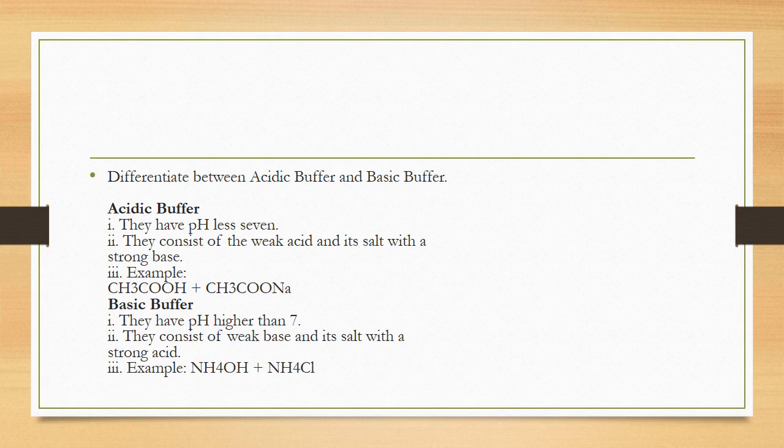And buffer solutions. A buffer solution is one which keeps its pH constant on the little addition of an acid or a base. How is a buffer formed? An acidic buffer consists of a weak acid and its salt with a strong base, just like acetic acid and sodium acetate. A basic buffer consists of a weak base and its salt with a strong acid, ammonium hydroxide and ammonium chloride.